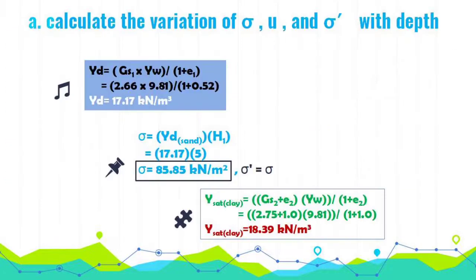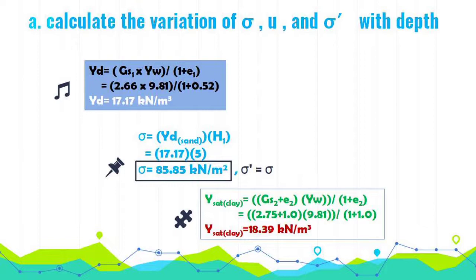The first thing that we will do is to calculate the dry unit weight of sand using the equation specific gravity of the sand multiplied by the unit weight of water all over 1 plus the void ratio. Substituting all the given values, we have the value of the dry unit weight of sand to be 17.17 kilonewtons per cubic meter.